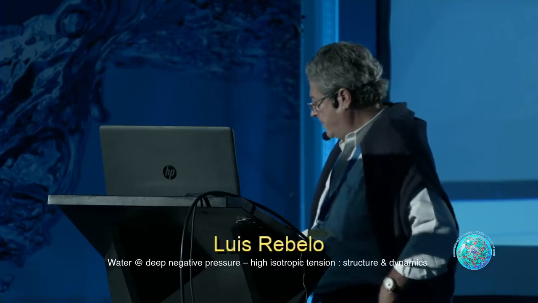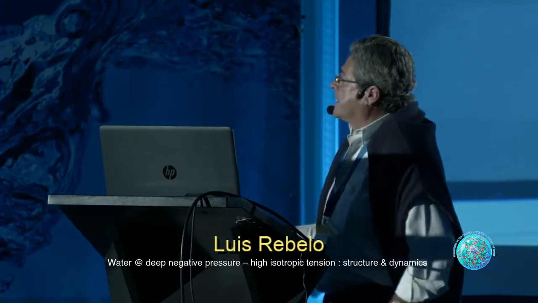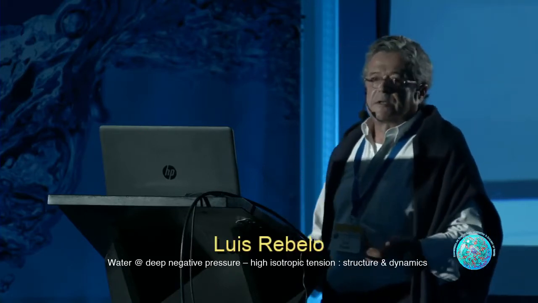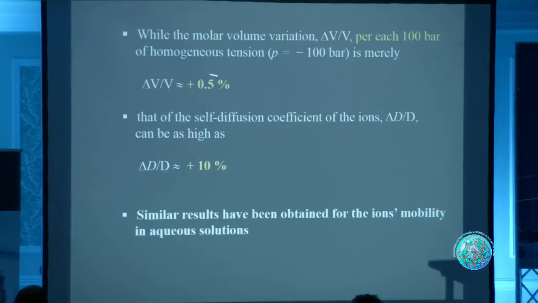in the diffusion coefficient. So the first take-home message: while the relative expansion, the delta V over V, when you are under tension, is not very high, it's only about 0.5% per each 100 bar, the increase of the diffusion coefficient is about 10%.